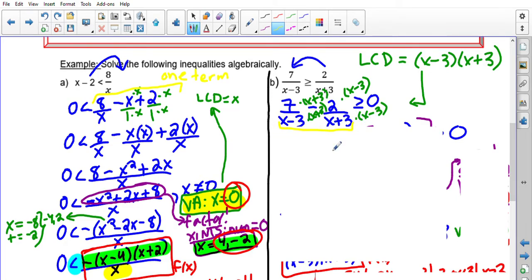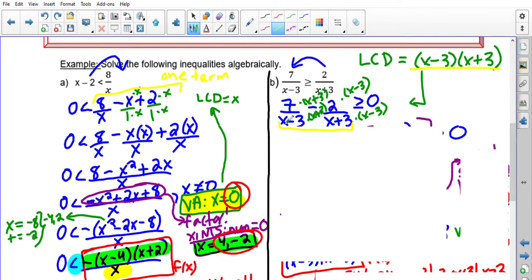The only way I can combine two fractions with different denominators without canceling anything out, remember, is by finding an LCD. So I've got x minus 3 and x plus 3, so that means the lowest common denominator is going to be their product. Okay. So remember, you are not multiplying by the LCM and canceling out. All you are doing is rewriting the first term with a denominator of this.